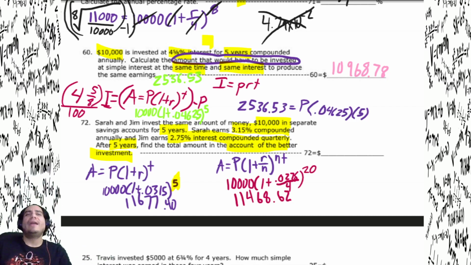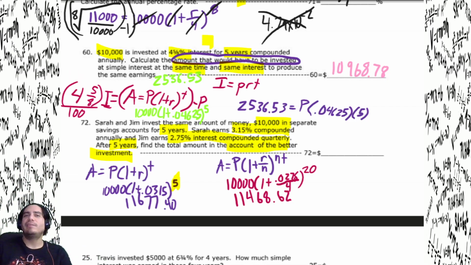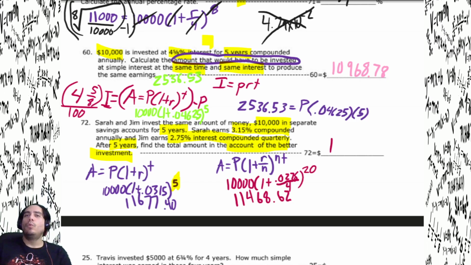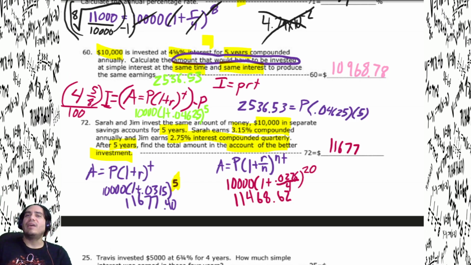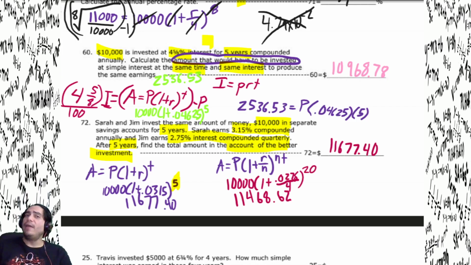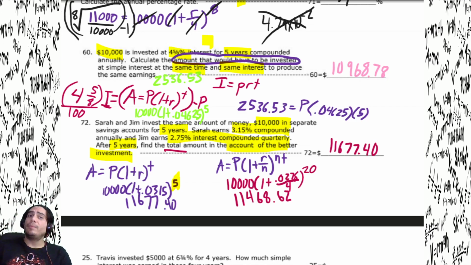So who had the better account? Looks like Sarah did. 11,677.40. I'm not writing the interest amount. I'm writing the total amount because that's what it says.